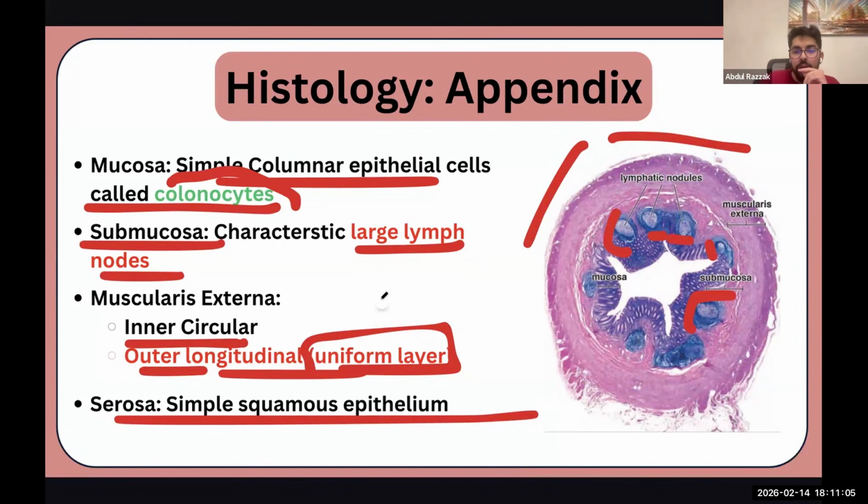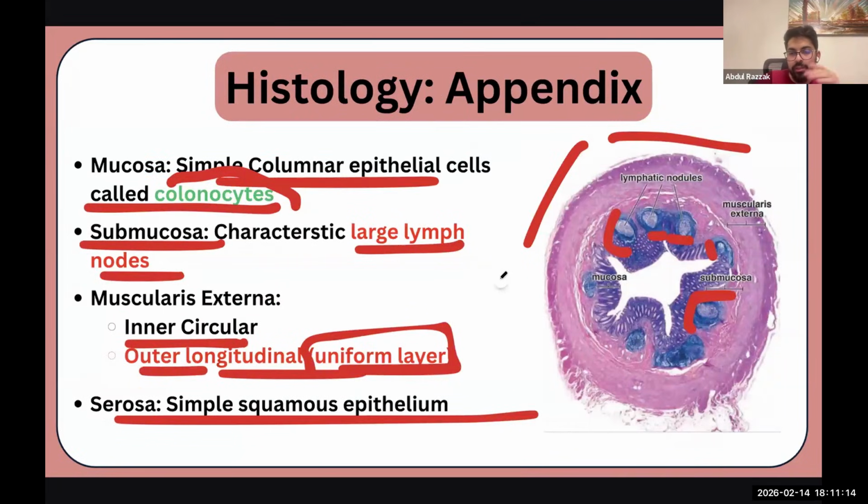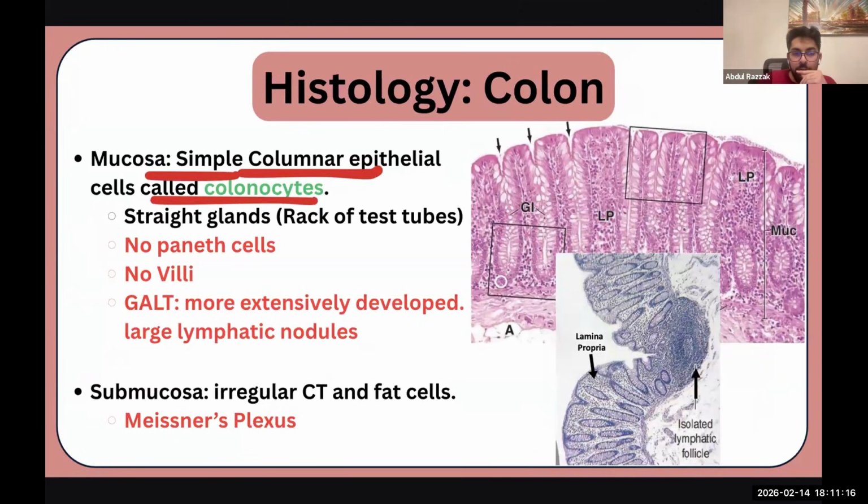تمام? Now for the colon, the mucosa, again, simple columnar epithelium, colonocytes, just like the appendix and the previous small intestine, simple columnar epithelium, تمام? And they also have crypts of Lieberkühn that Samhar explained in the small intestines. However, the glands here are straight. They are like standing in line, تمام? They are very, very straight, like you are having a rack of test tubes beside each other. So this is a way that it's going to help you identify the colon on histology.